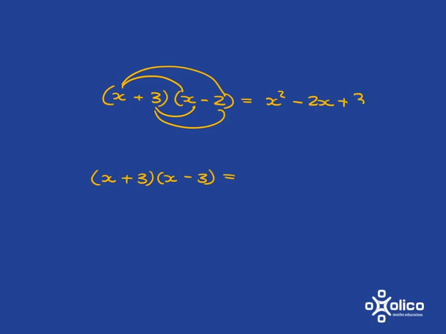Then I do 3 times x, and then I do 3 times minus 2, which is minus 6. These two are like terms, so I'm going to have x squared plus x minus 6.